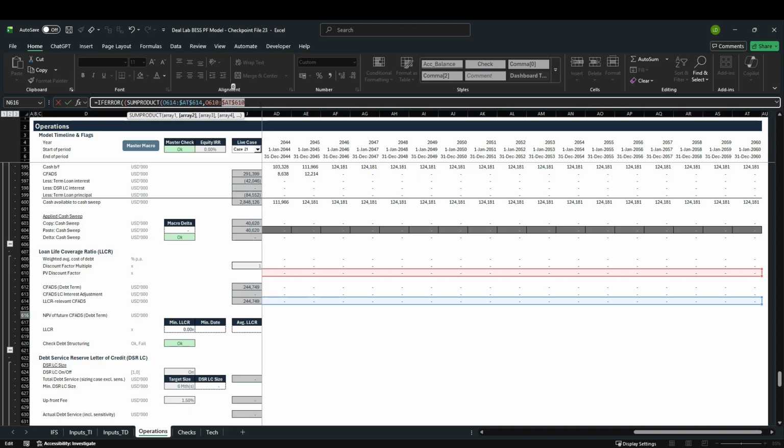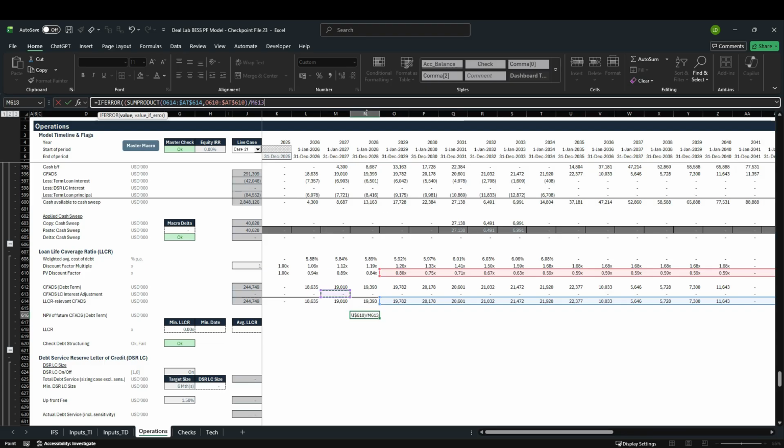Once we multiply these two values with each other, we have the sum product of the future outstanding CFADS discounted to today. And in this case, today is, close parentheses, divide by, today will be in year 2028, which means we have to divide by the discount factor in that specific period. So that will be N610 for the year 2028.